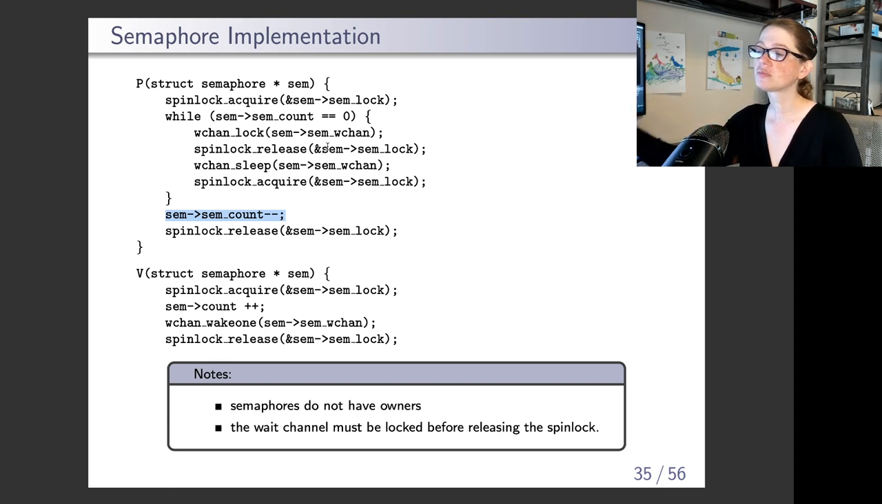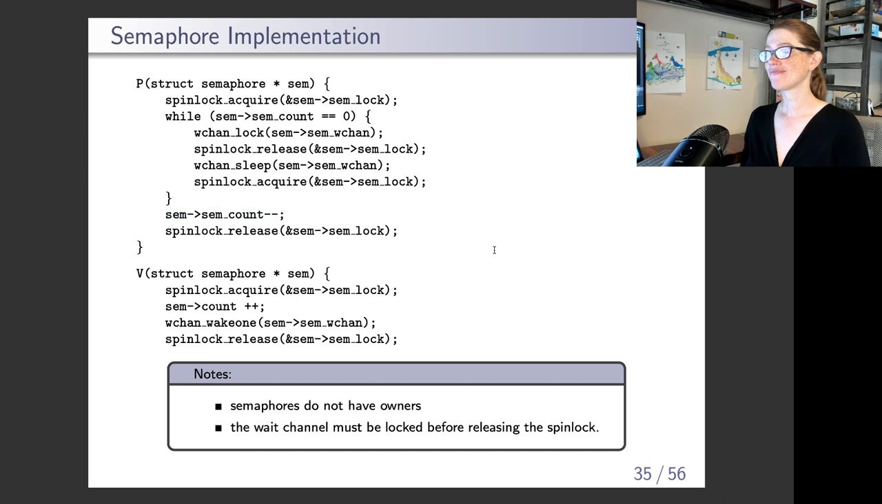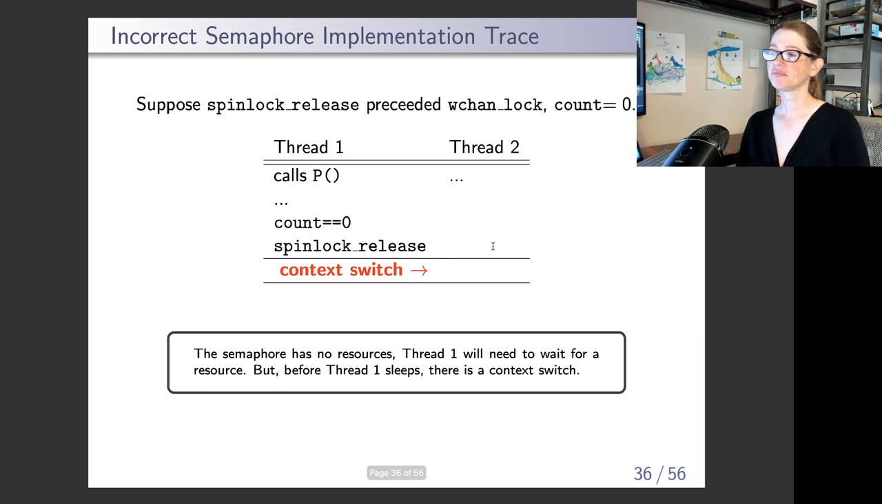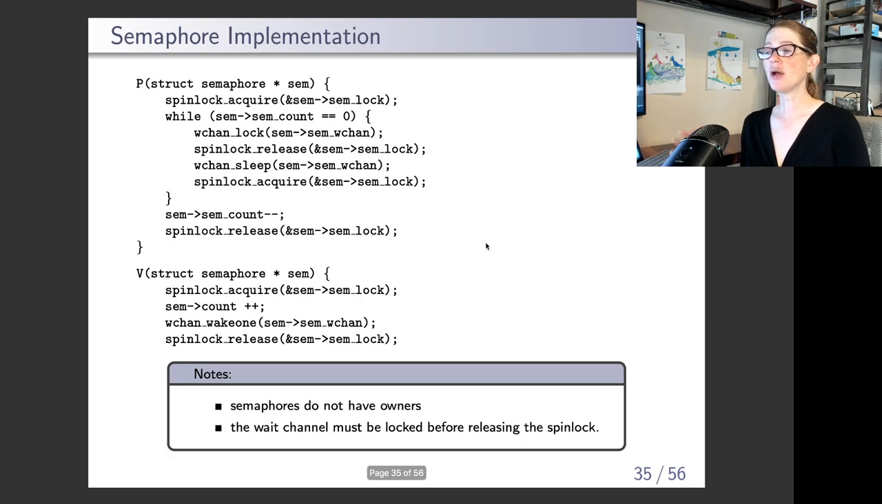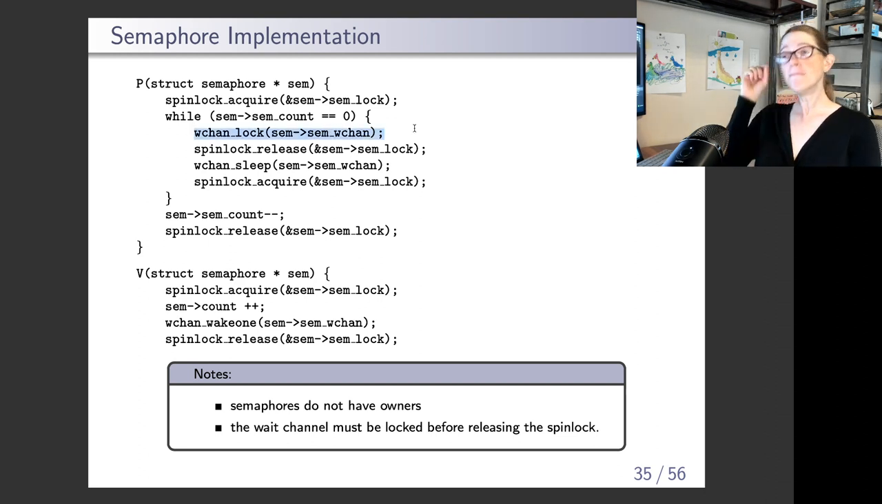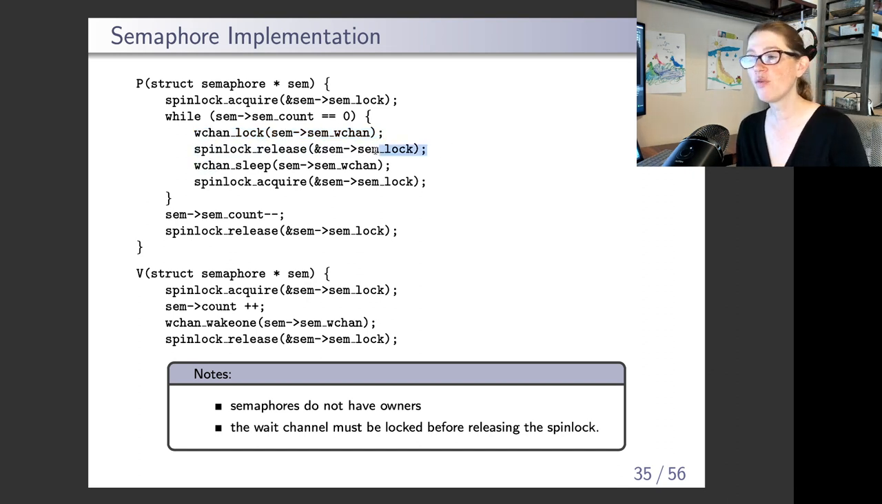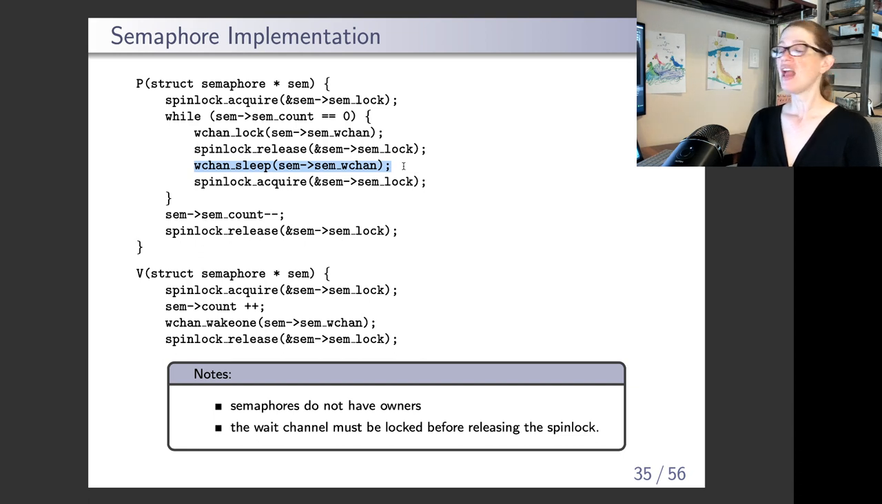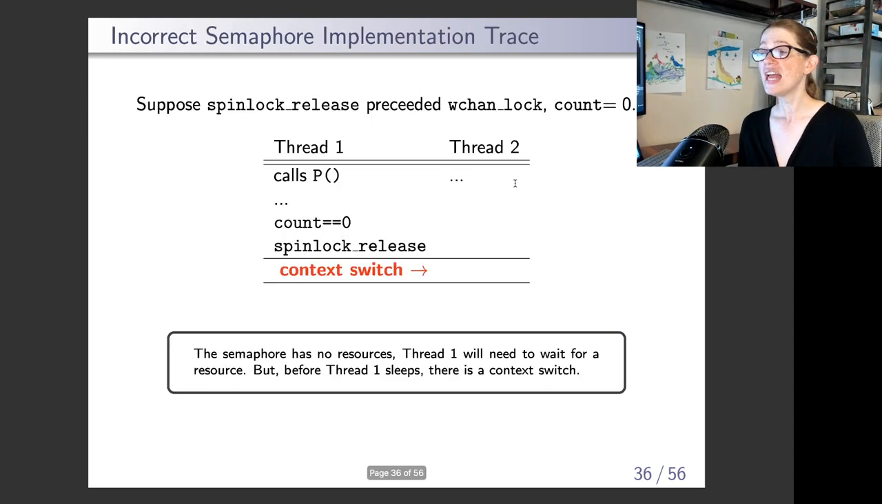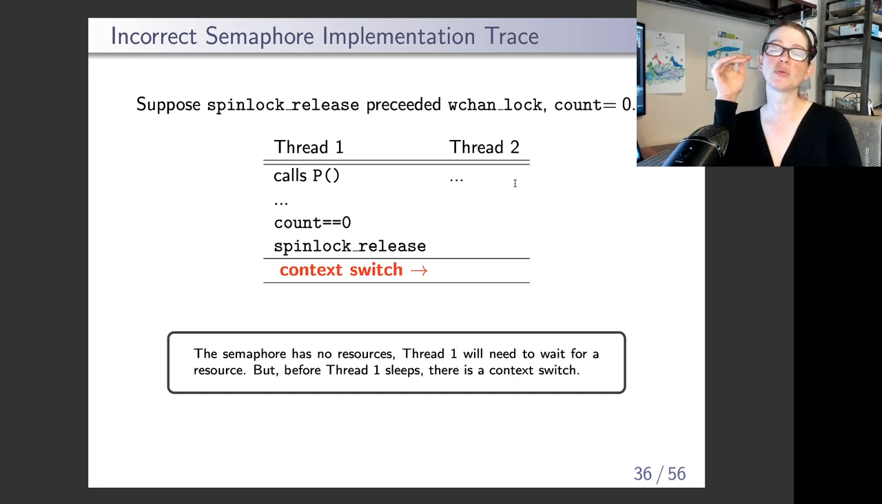All right. So you see here that the semaphore implementation is similar to a lock. Now, what I want to do is go into detail as to why the WCHAN lock must happen before the spin lock release, which happens before we go to sleep if the resource is not available. I'm going to go into detail for the semaphore, but the same reasoning is true for the lock implementation as well. So let's suppose for a moment that the WCHAN lock is in the wrong spot.